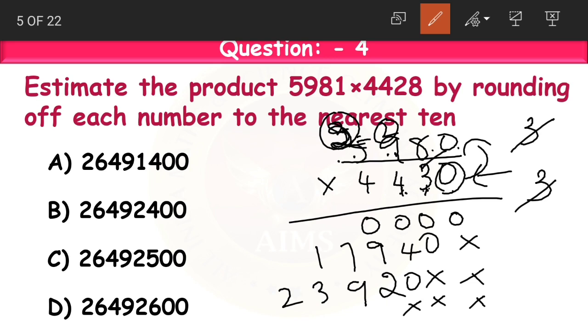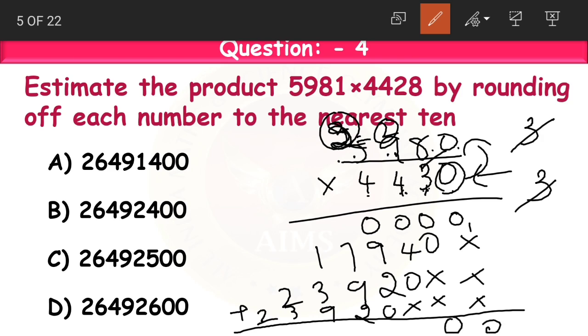Now again we have the same number 4 here, so no need of multiplying again. I am simply copying what I got for the earlier 4. See, now our multiplication is done. Now what will be the next step? We'll have to add all these numbers. Here we have 0, 0, 4. 9 plus 2 becomes 11.